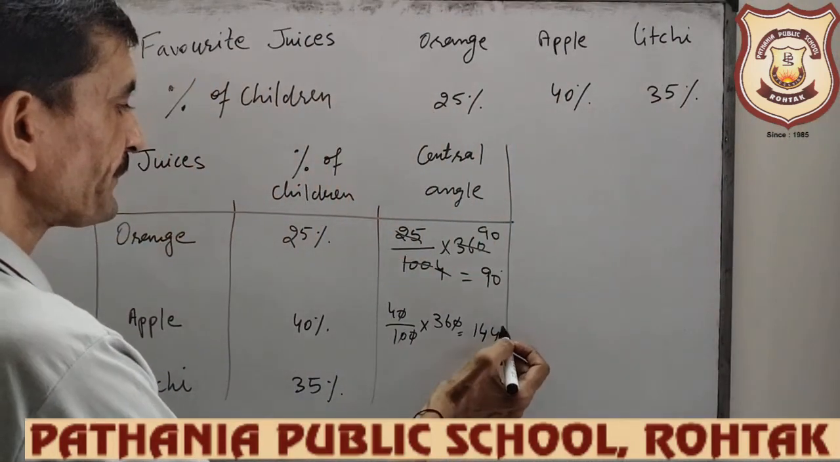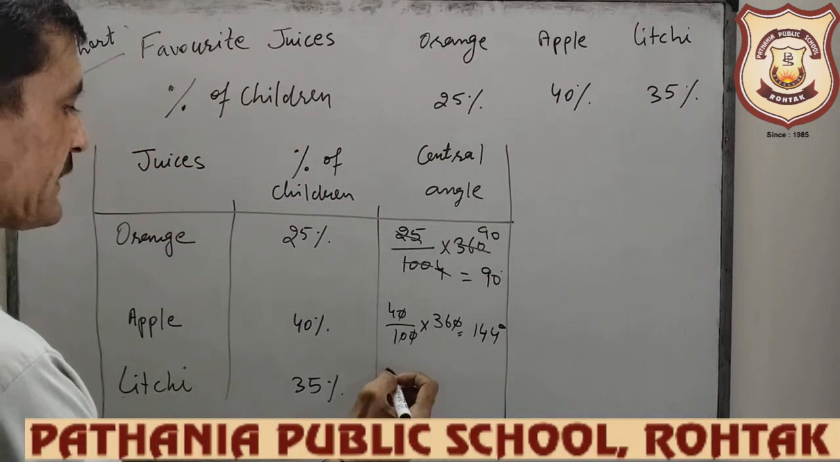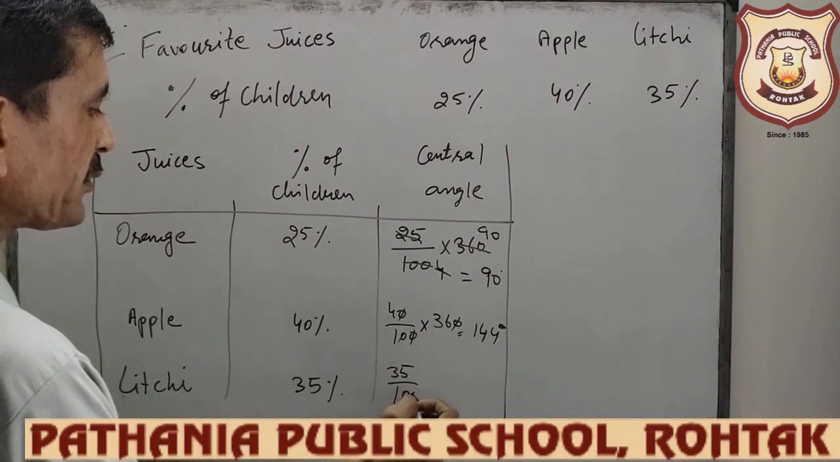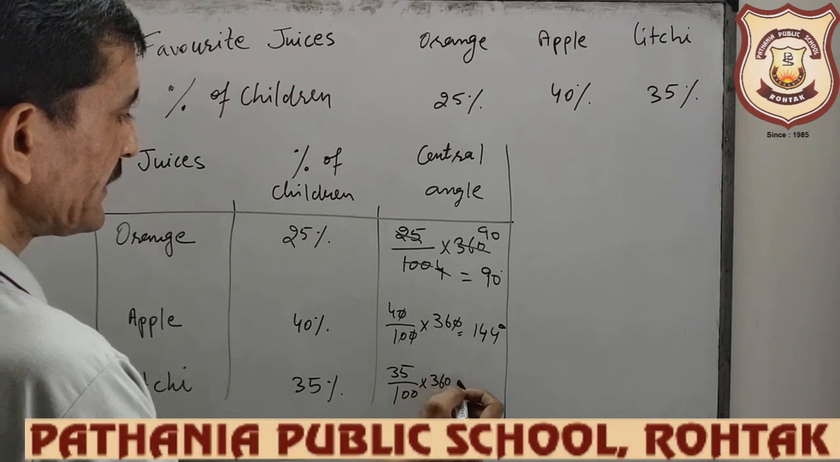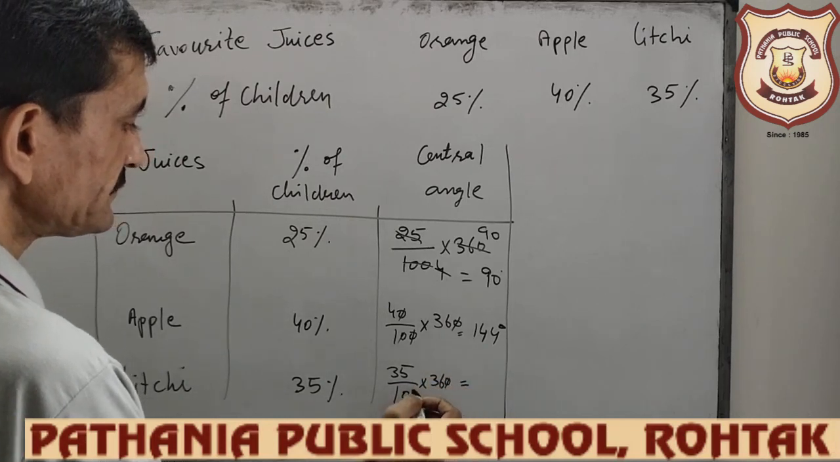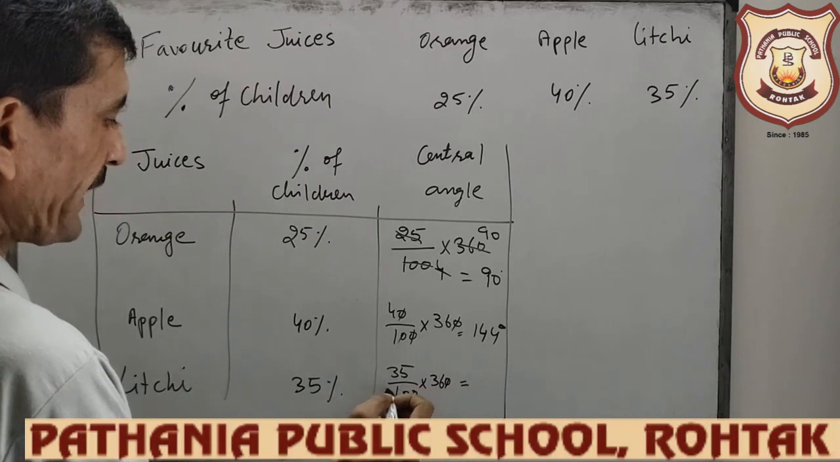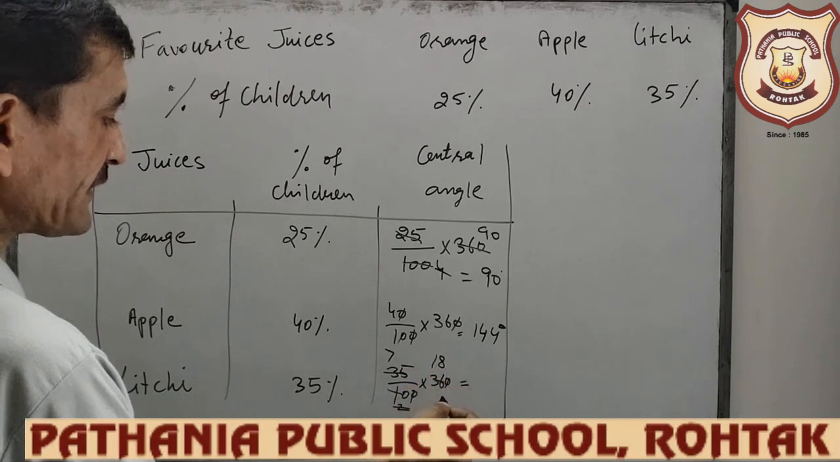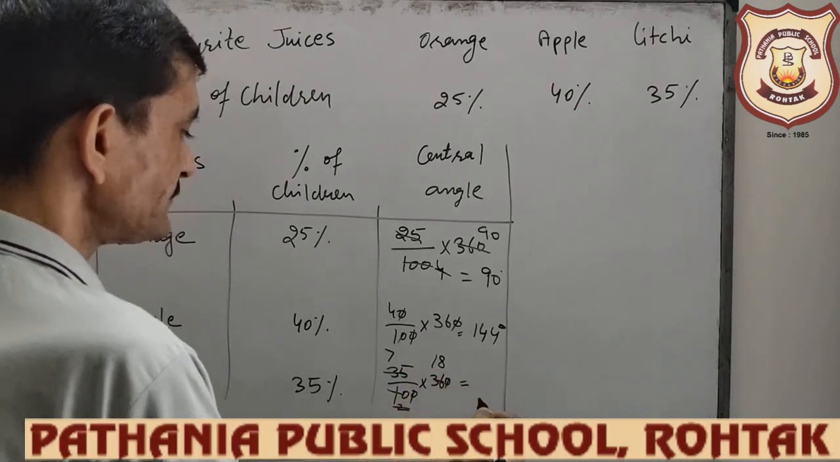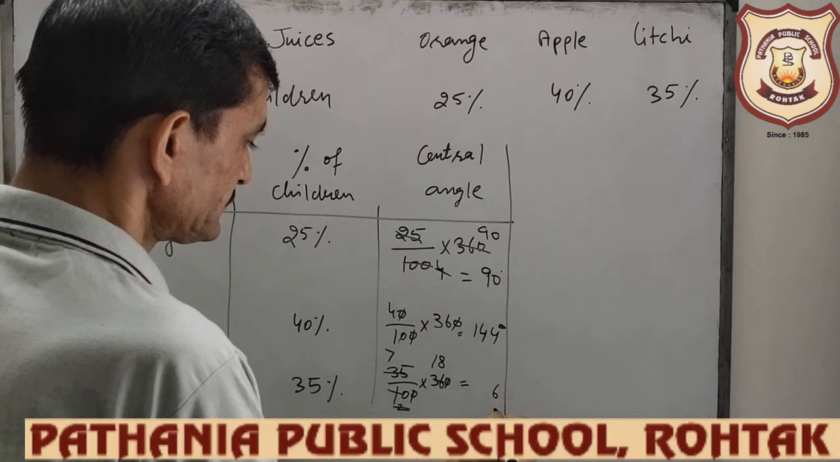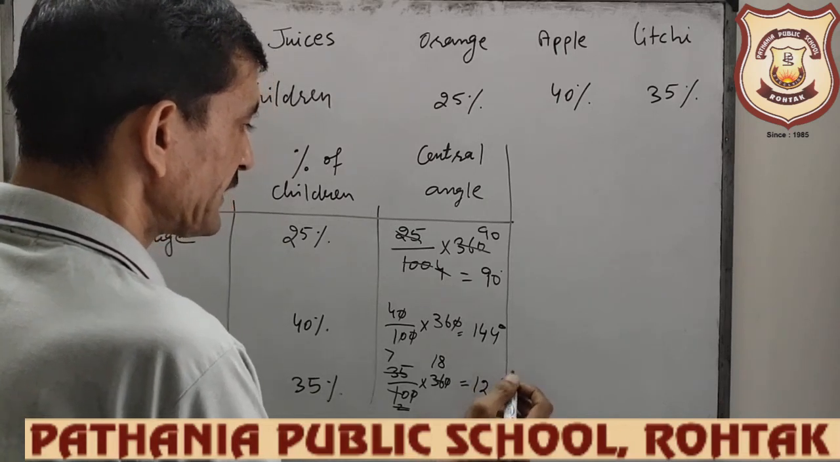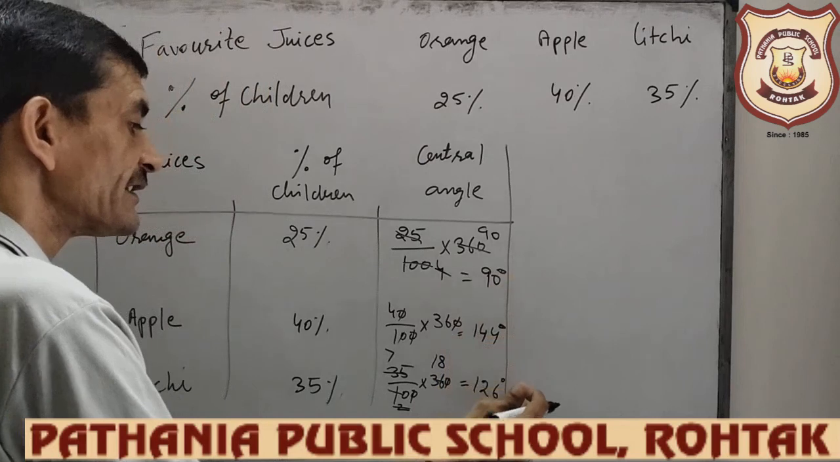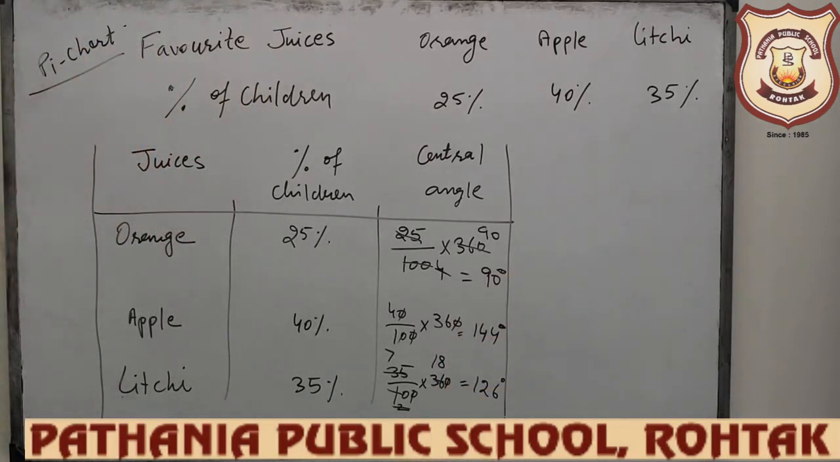And then in this, 35 by 100 into 360. This is what? 5 2 the 10, 5 7 the 35, 2 18 the 36, 18 7 the 126 degrees. You have to find these angles whenever you are going to draw the pie chart. Then you must find all the angles.